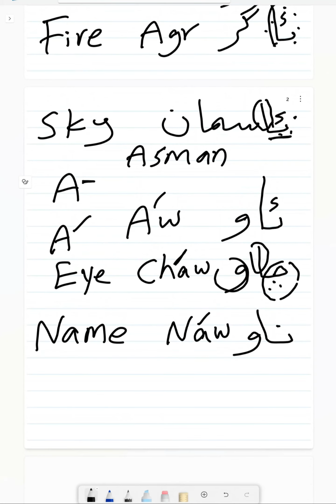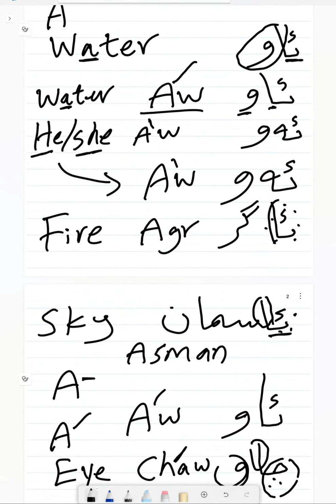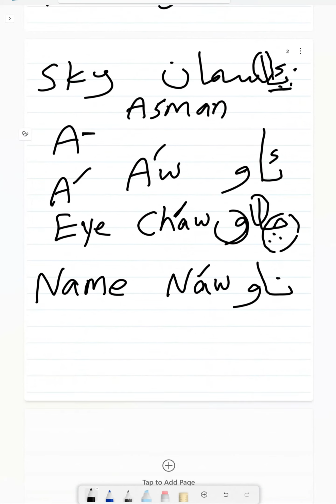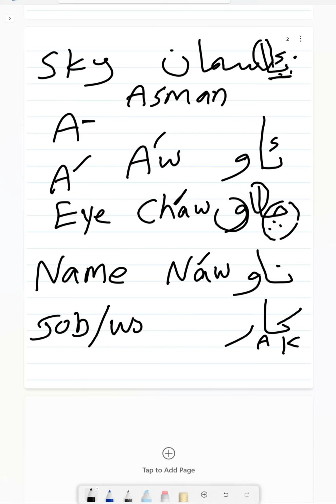Okay, let's see what other word I can think of, a word that you can use every day. So we had now, we had Aw, we have Asman. We can have Kar, for example. Okay, let's write it a bit properly for you. So we can have Kar. This is a K. Don't worry about it. This is a and R, the R. Okay, Kar, which means job or work in English.